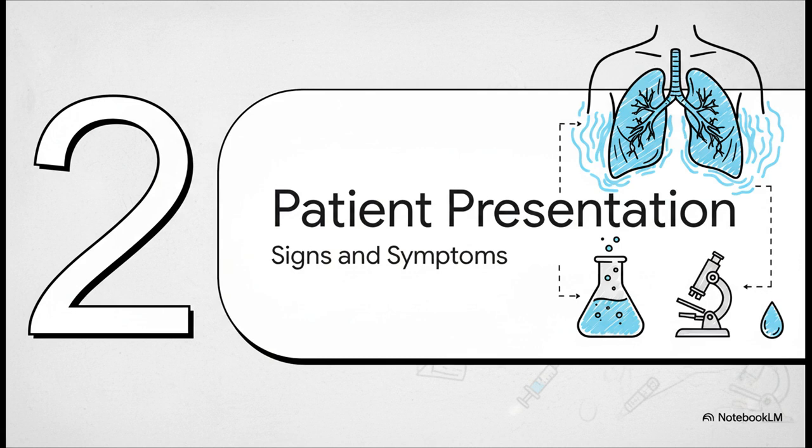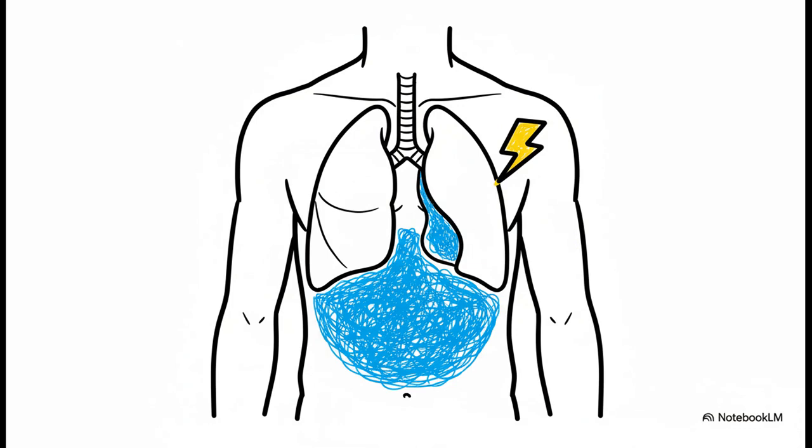Section 2, the patient presentation. How are you actually going to recognize this when a patient walks in? The number one thing patients are going to complain about is dyspnea, or shortness of breath. And it makes perfect sense, right? You've got all this fluid literally squishing the lung so it can't fully expand. If the lining of the lung, the pleura, is inflamed, they might also describe a really sharp, stabbing chest pain that gets worse when they take a deep breath.